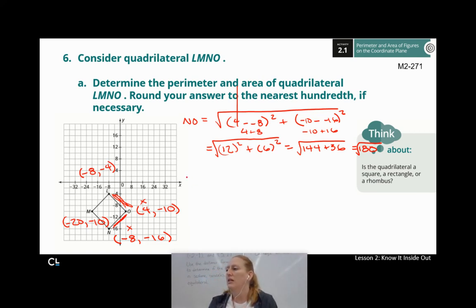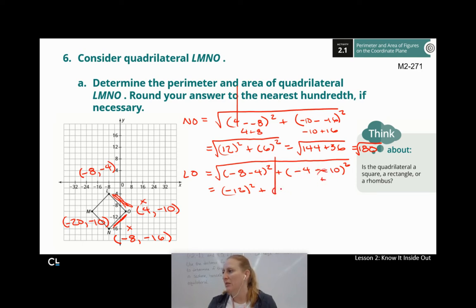Let's find the other side. Let's find side LO, because then I'll have my length and my width, or my base and my height. And again, we'll subtract our x coordinates, so -8 minus 4. We'll subtract our y coordinates, -4 minus a -10. -8 minus 4 is a -12. -4, that becomes a plus, right? That becomes a plus. So -4 plus 10 becomes 6.